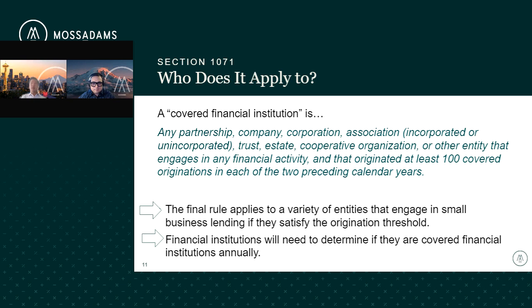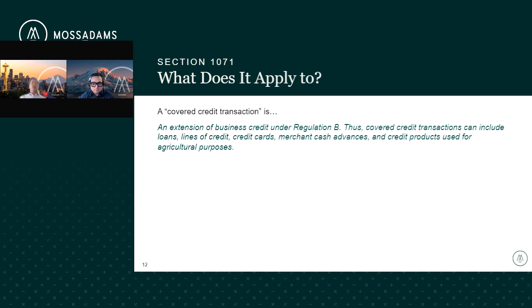We're going to move over to the next slide here. What does it apply to? A covered credit transaction is an extension of business credit under Reg B. Thus, covered credit transactions can include loans, lines of credit, credit cards, merchant cash advances, and credit products used for agricultural purposes. This slide here is pretty key. I want everyone to take a look at this and make sure that you have this and know this, right? These are the covered credit transactions.